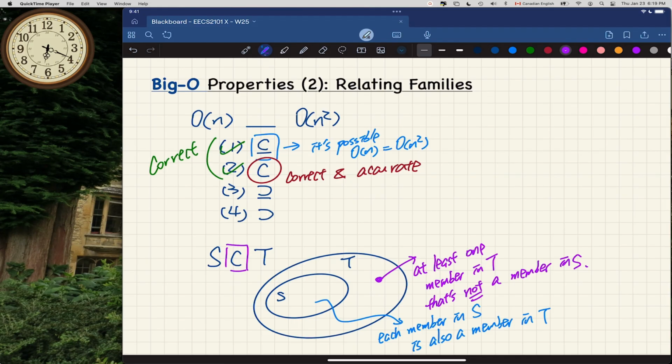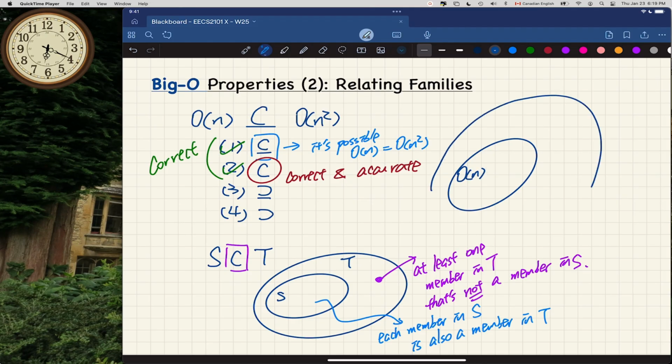Okay, let's now go back to our example about these two guys. We said that the most accurate way to say that would be to say proper subset. That's the most accurate. Let's now do that, so I'm going to redraw that. Let's say the smaller one, strictly smaller one, should be big O of n. The strictly larger one should be big O of n squared.